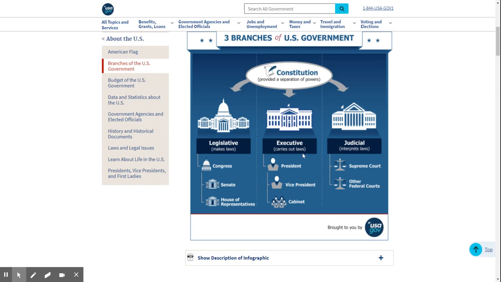The executive branch, through the president, also has the ability to veto laws, but the Congress can then in turn, with a 2/3 vote, override the president.